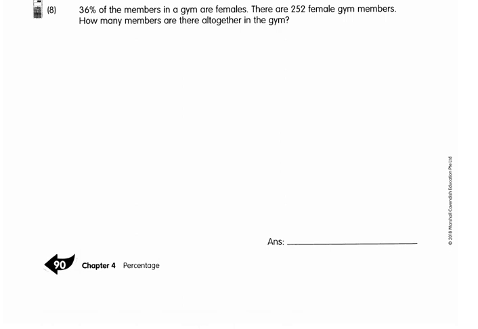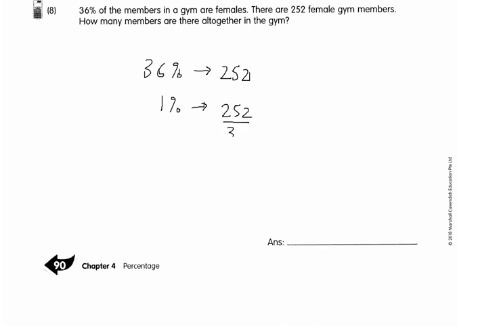36%. So we know that 36% is 252. 1% is 252 over 36. So we find 100% again. 252 over 36 multiplied by 100. Can someone please tell me the answer? 700.